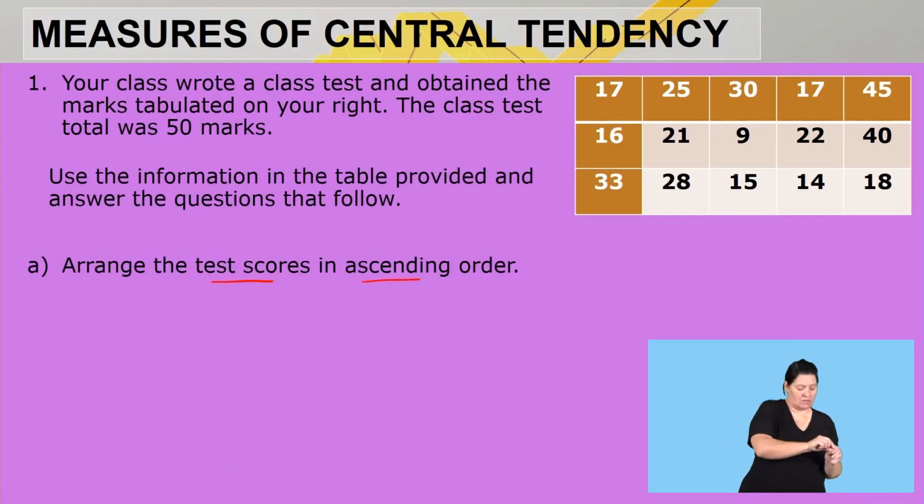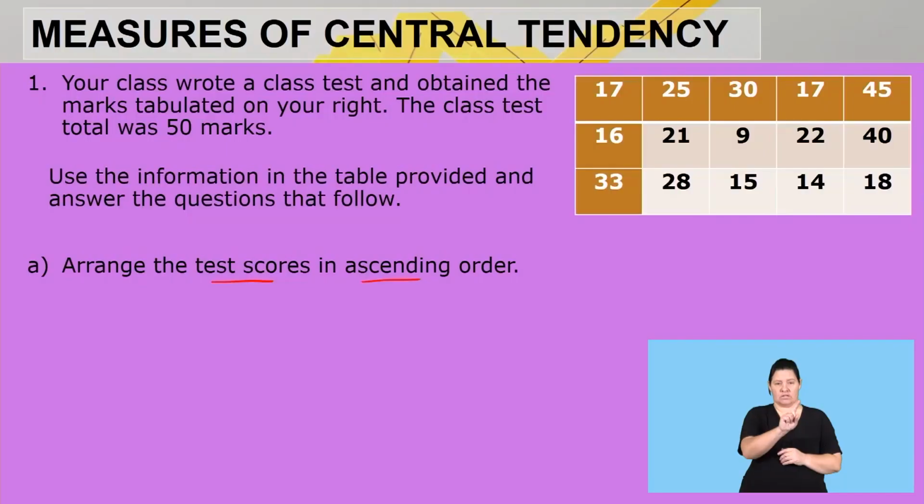So what does ascending mean? It means from small to big. So let's work with me here and make sure that we include all of these scores. The first one I would say here is 9. That's the smallest one. After 9, what else do we have here? I would say that will be 14. And again, can you see I'm deleting it so that I can keep track of what I'm doing.